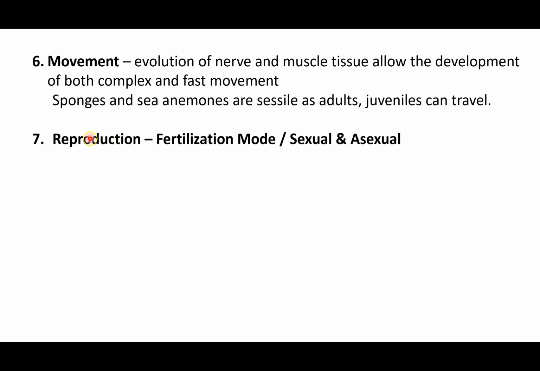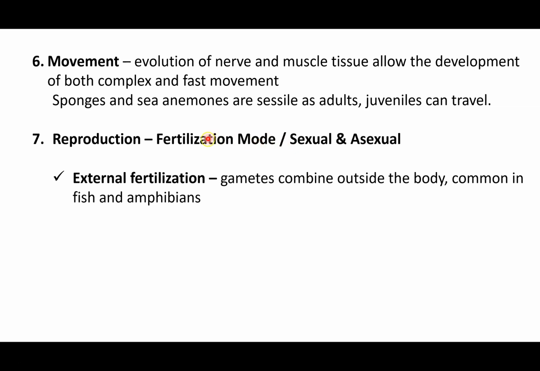We know that animals reproduce sexually by the formation of gametes, the sperm and the eggs. But here is what biology refers to as the mode of fertilization. And in some cases there must also be a switch from a sexual way of reproduction to an asexual one. There are a few cases that I'm going to show you in a moment. When they talk about fertilization mode, they refer to two types. The first is external fertilization, which means the gametes combine outside the body, common in fish and amphibians.